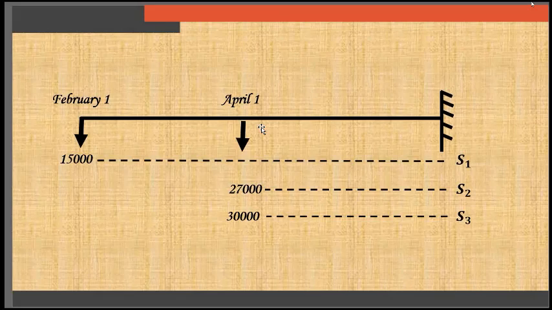Look at the time diagram. In this time diagram, we will show the term of loan for every payment. We will start with the first payment, $15,000, from February 1 to July 31. The second payment was $27,000. It will start from April 1 to July 31. Also, the third payment, it will start from April 1 to July 31.